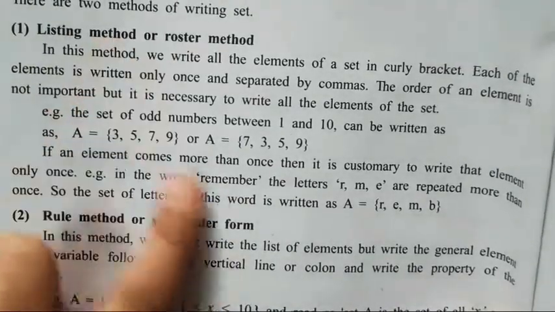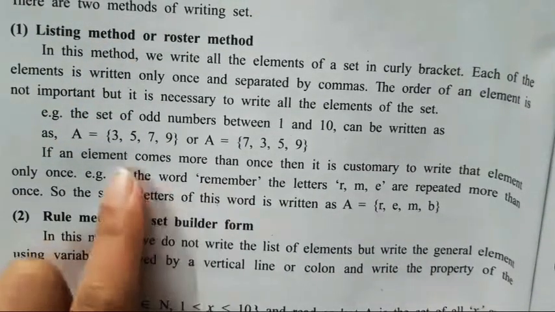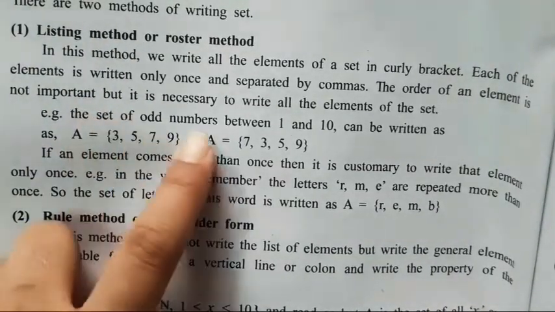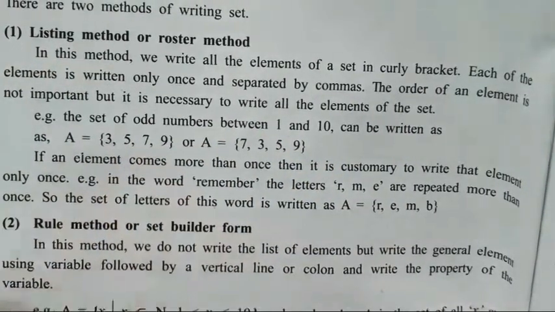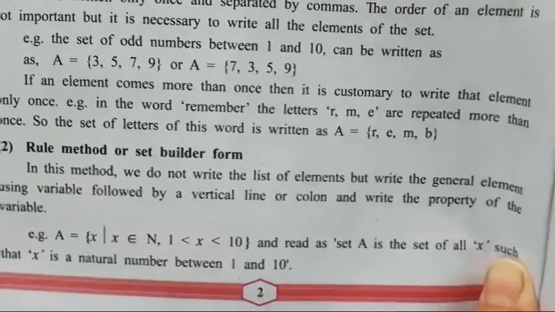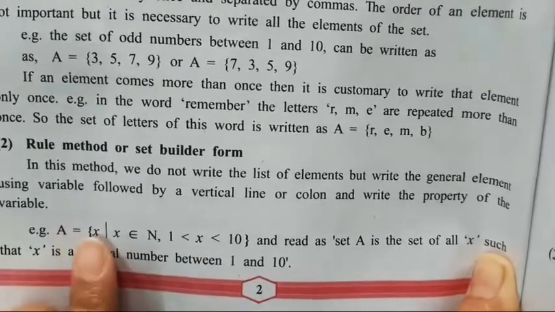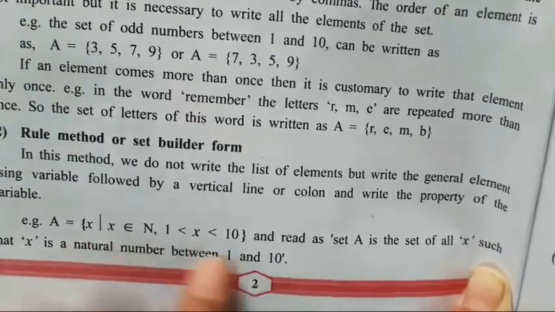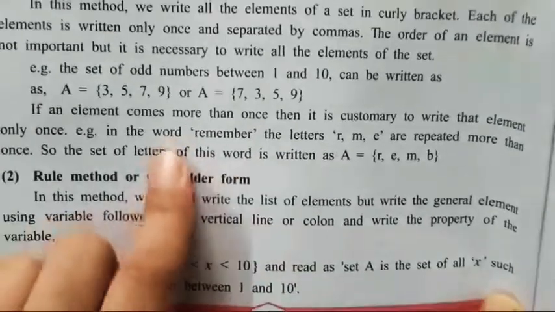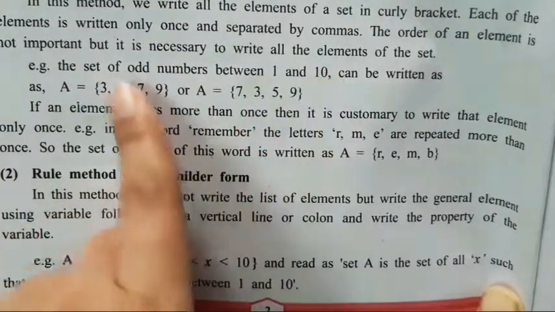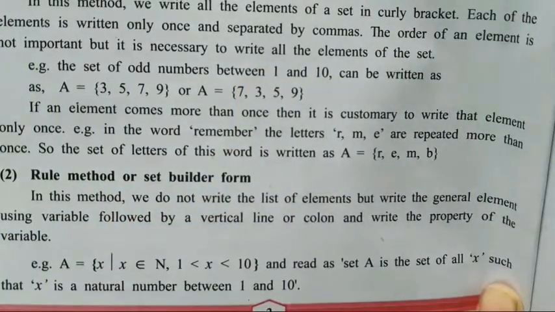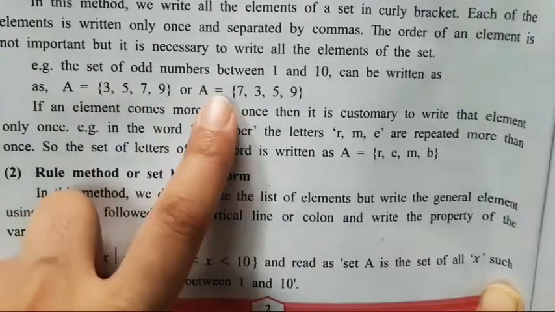Now this is the listing method. It means this kind of question will be given, and you have to write the set. Now what is the roster form? Roster form will be given in this kind of question. They will give a slightly tricky question, because over here you can easily define odd numbers between 1 and 10. It is easy to read, easy to understand, and then you can write the set.